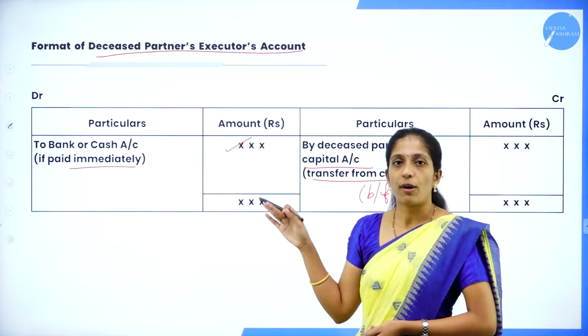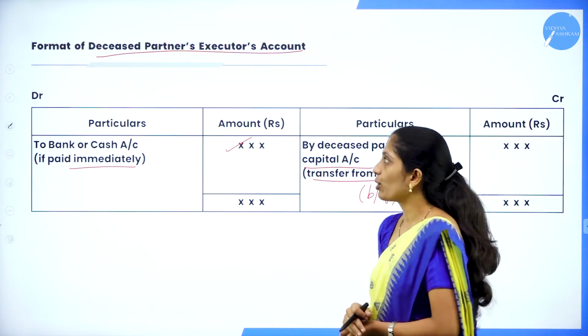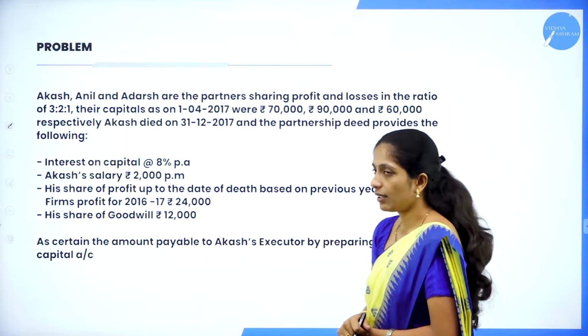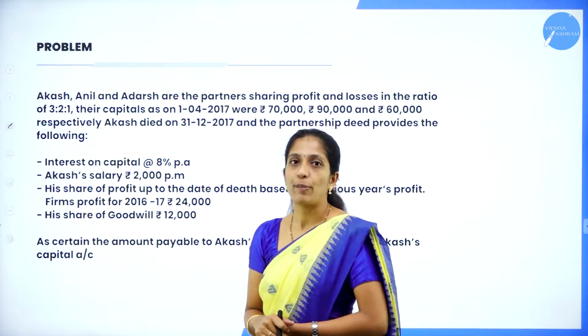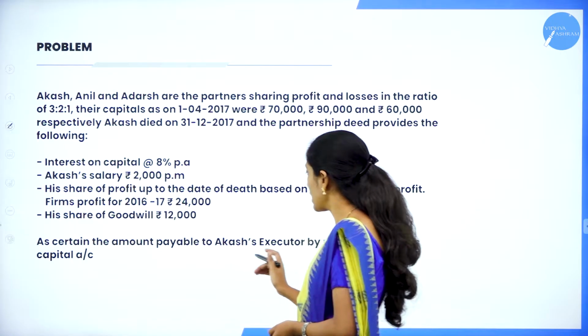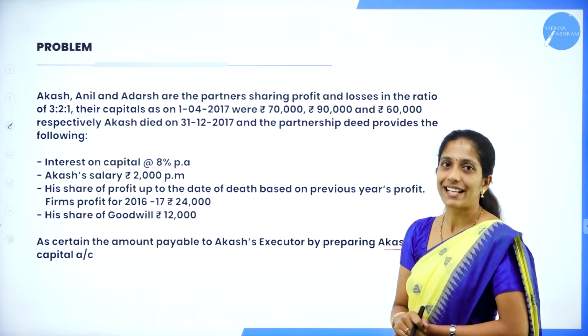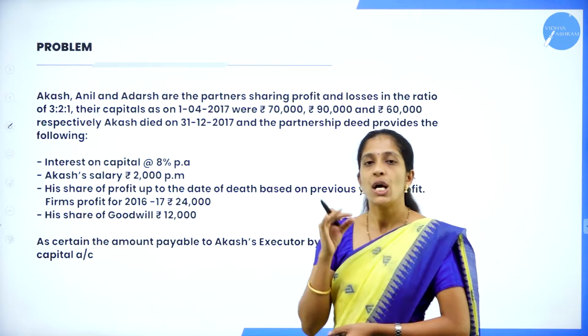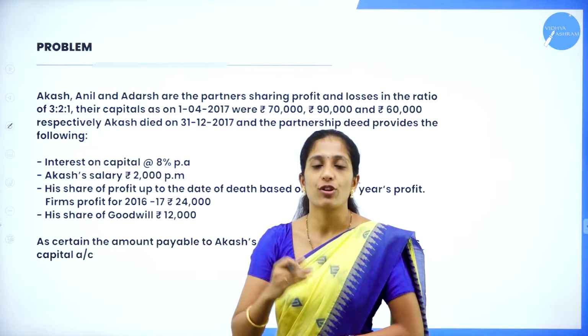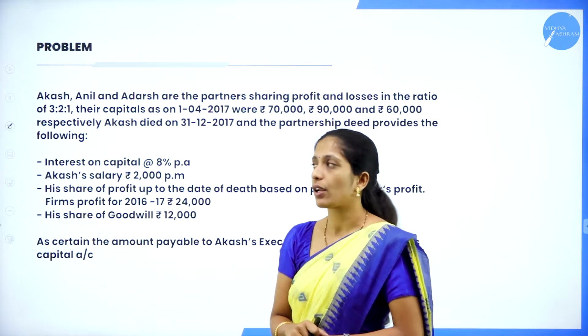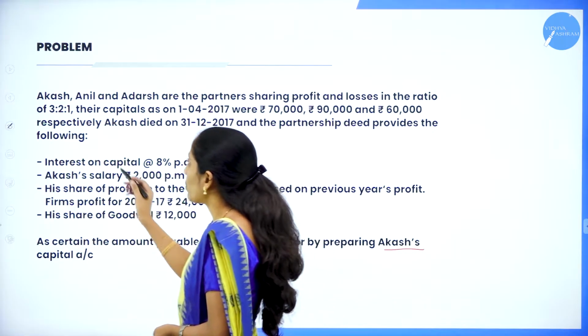If you go through a problem, you can clearly understand. Let's go through a problem here. Now this is a 6 marks problem on the deceased partner's capital account. So we are going to prepare the deceased partner's capital account, and we have to find out the amount that has to be paid to the deceased partner's executor. Now go through the problem here.